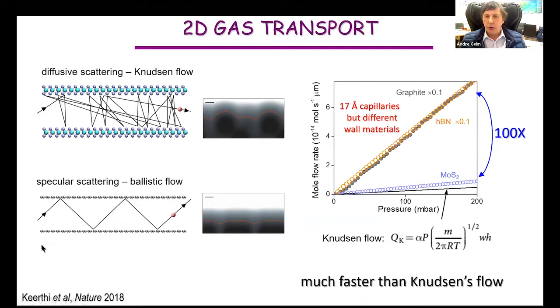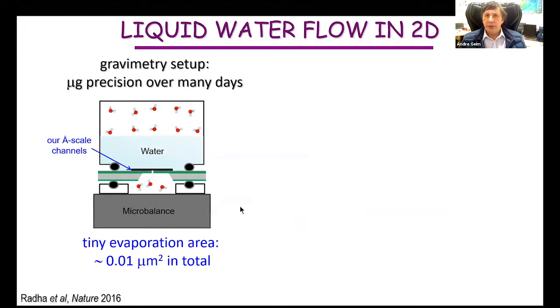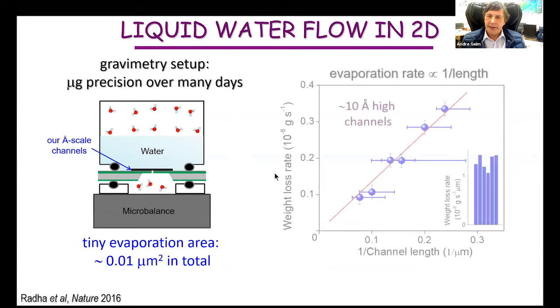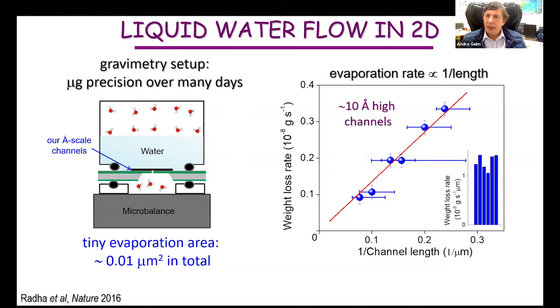So after that, we also went to study how water flows through those two-dimensional channels. It was the first experiment, actually, 4 years ago, and it was pretty hard because we need to measure with microgram precision over many days, because we have a tiny evaporation area. Water from a container goes through those capillaries, evaporates, and the container loses its weight. I don't want to go too much into detail about our results. This is one example of what we observed.